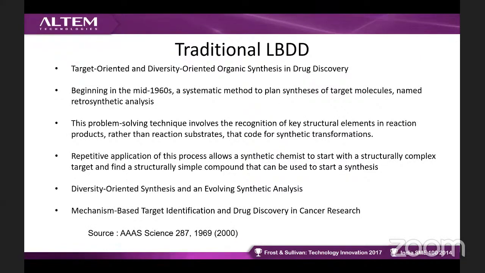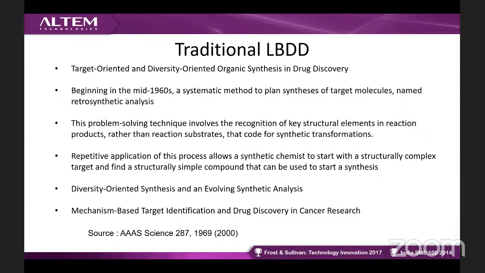So let's see how this started. In traditional ligand-based drug designing, the target and diversity-oriented organic synthesis played a major role in the discovery process. In 1960, a systematic method was introduced and named retrosynthesis. It was aimed at identifying key elements in the reaction, rather than just reacting substrates and forming synthetic routes and transformations. Repeatedly, it led synthetic chemists to work on structurally complex targets and identify simple compounds to be used for synthesis, because synthesis is not an easy task.